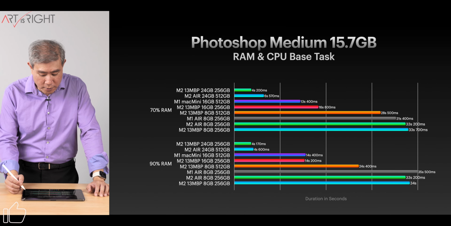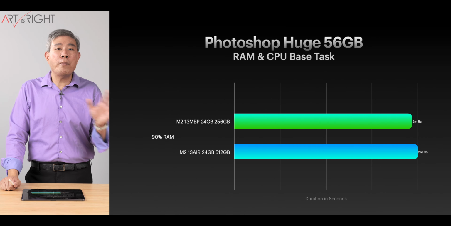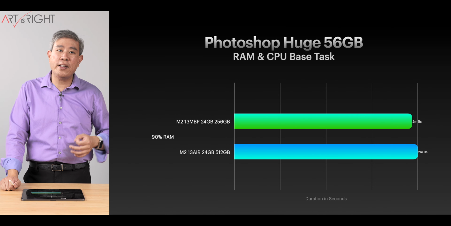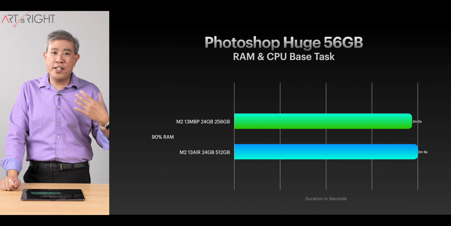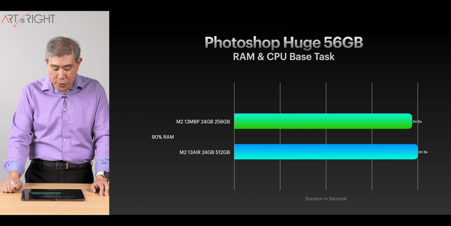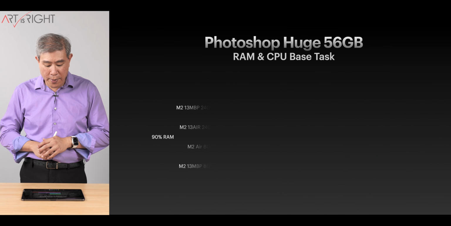And with this in mind, let's take a look at Photoshop Huge, which not many of you are going to be working with, this type of large files. However, I know some reach out to me saying, thank you for doing this, these are exactly what I do. So I just want to show you the result here. Timing between these two, 4 seconds apart, really close to each other at 90% RAM allocation.